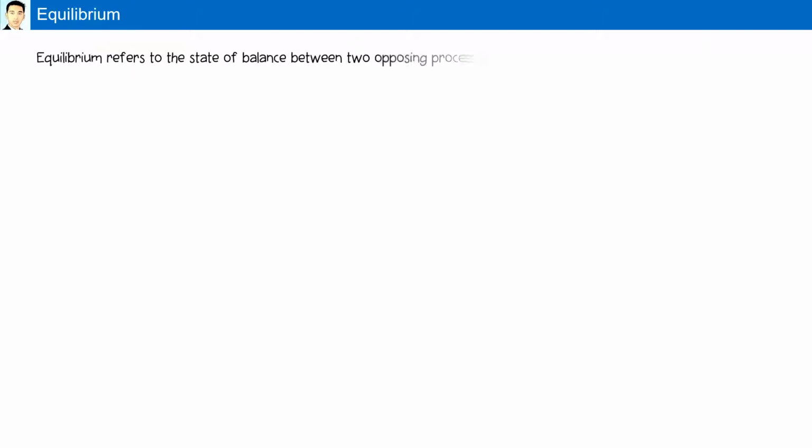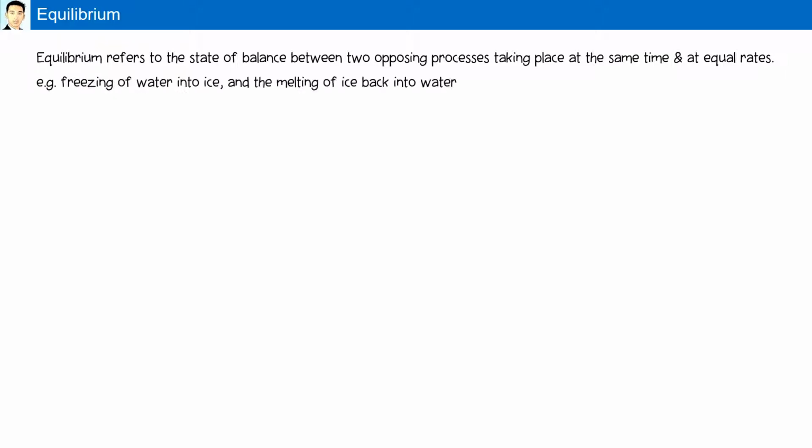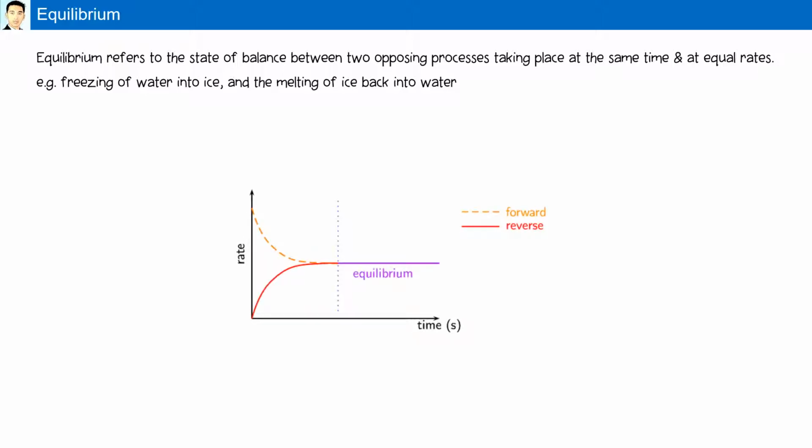Equilibrium. Equilibrium refers to the state of balance between two opposing processes taking place at the same time and at equal rates. Example, the freezing of water into ice and the melting of ice back into water. Here we can see as the forward reaction proceeds, the rate decreases, and as the reverse reaction increases, it reaches a point where the rate becomes equal. So the rate is equal.